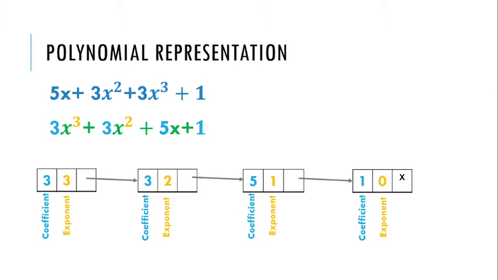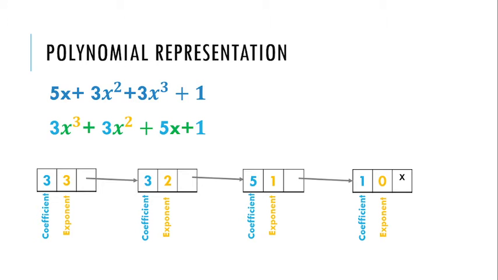For example, 5x plus 3x square plus 3x cubed plus 1. This is a polynomial. If you notice, in this polynomial, we do not have any special arrangement of the terms. We have written the terms of this polynomial randomly. We can rewrite it as 3x cubed plus 3x square plus 5x plus 1. In this case, the polynomial is arranged. Every term of this polynomial is arranged in the decreasing order of their exponents, or in the descending order of their exponents.